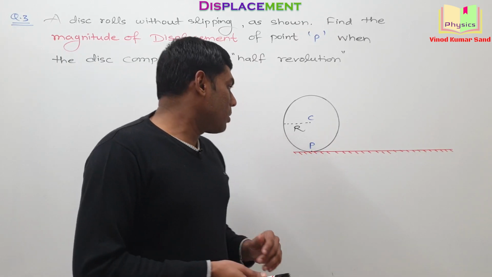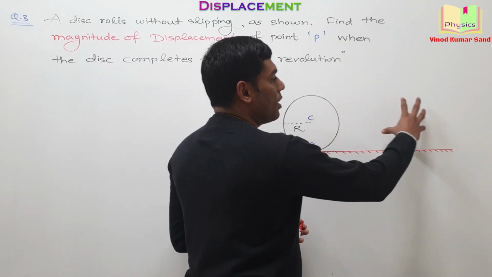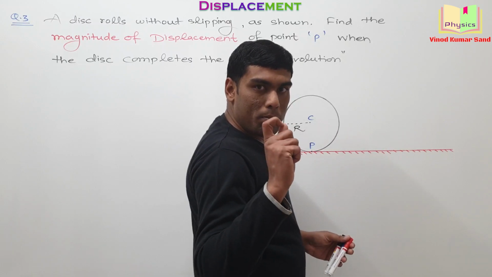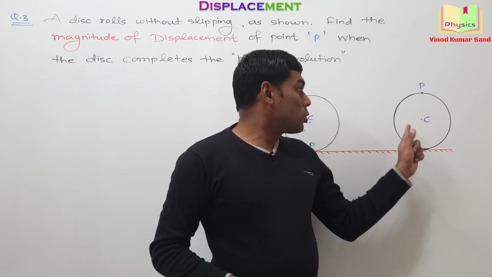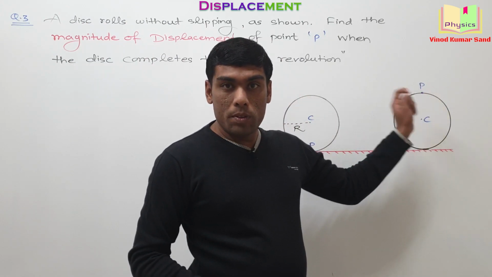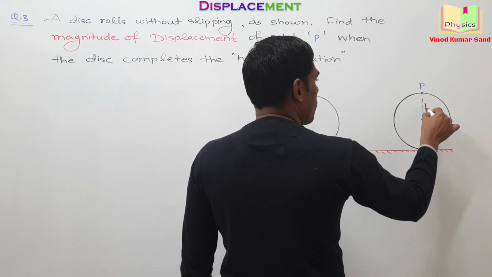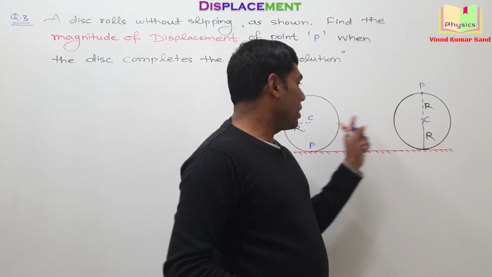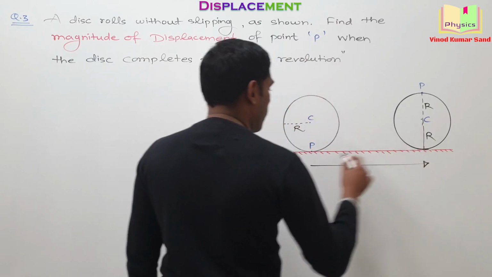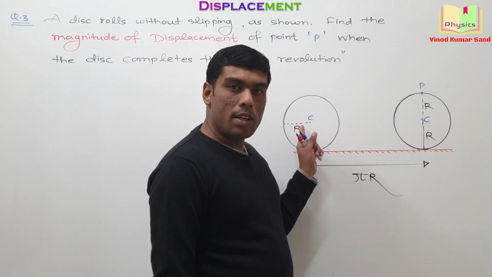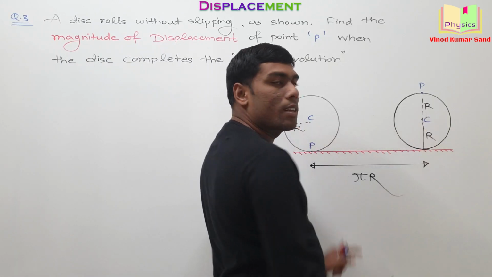Okay, I am simplifying it on the board. For the solution, I am making another diagram of the disk when it completes the half revolution. After completing the half revolution, the point P will reach the top. Getting it? We know that this vertical distance is 2r and in half revolution, the center of the disk will move by a distance pi r. In a complete revolution, the center will move by a distance 2 pi r. In half revolution, the center will move by a distance pi r.